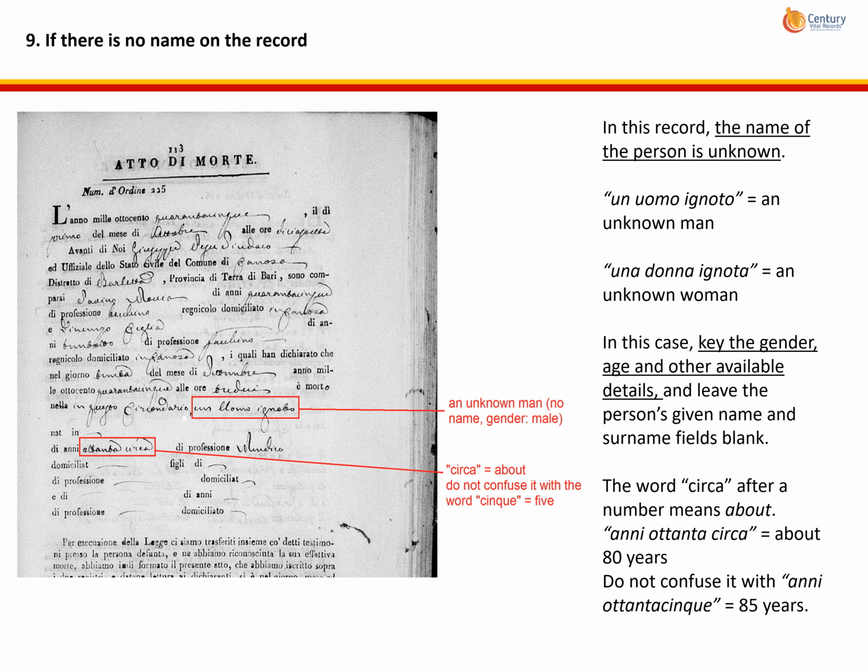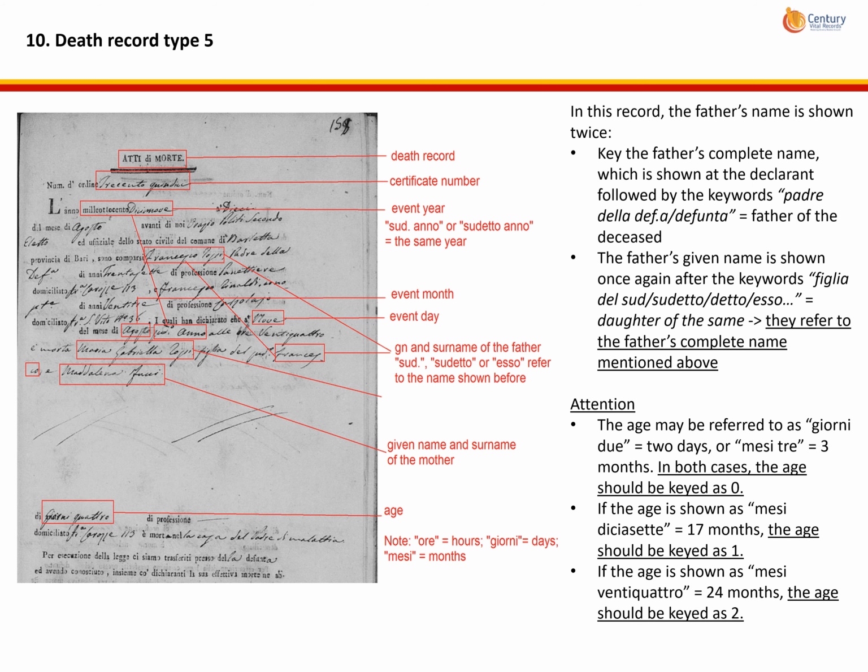In some records, the name of the person is unknown and therefore not shown. Look at the keywords shown in the slide. They'll help you identify the gender of the unknown person. In some records, the person's father is the declarant. In this case, the father's given name is shown once again after the person's name.